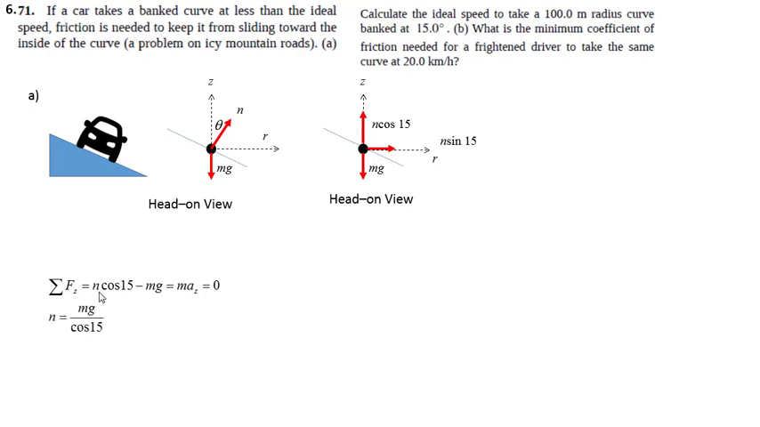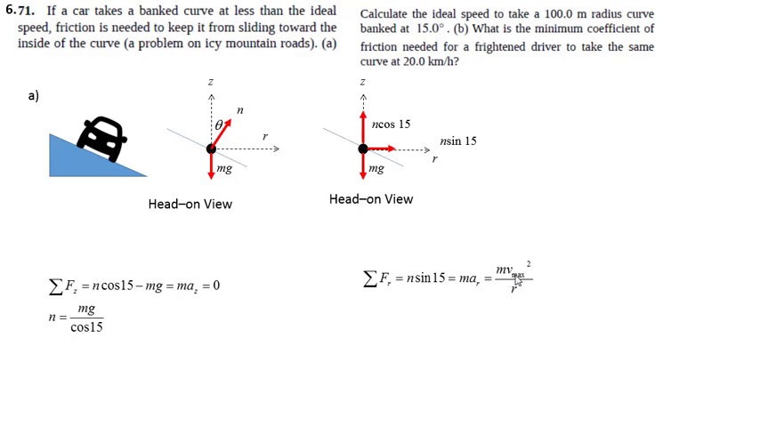And so that would be N cosine of 15 minus mg equals 0, and then here I've solved for N. Let's just leave it like that, and now I can look at my net force in the r direction. In the positive r direction, I have N times sine of 15, and that's it. My net force in the r direction is always, always, always equal to my mass times my acceleration in the r direction, and my acceleration in the r direction is equal to v squared over r.